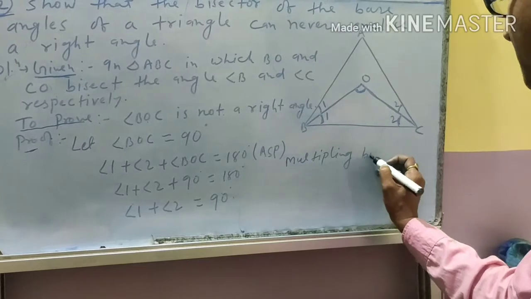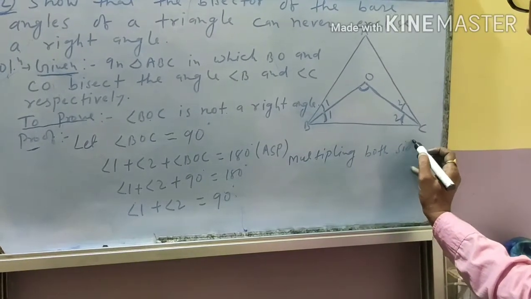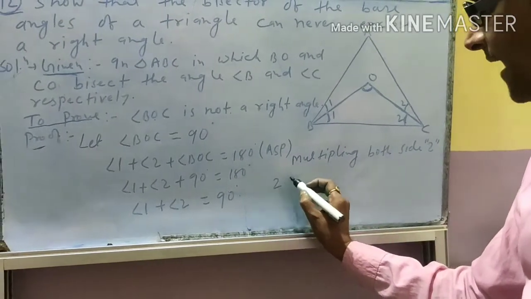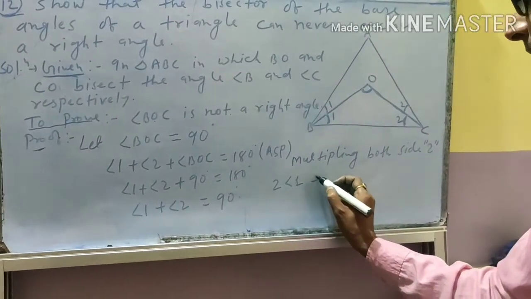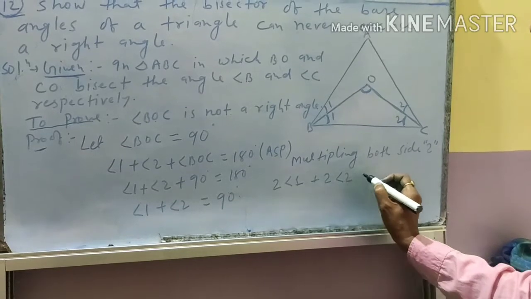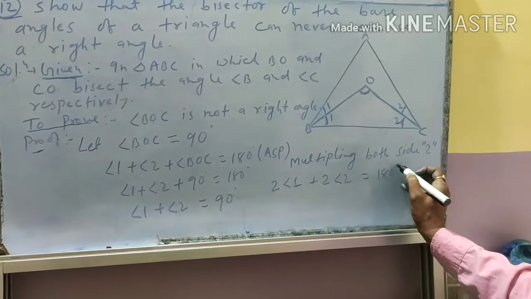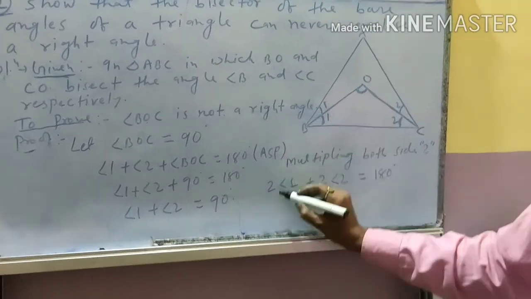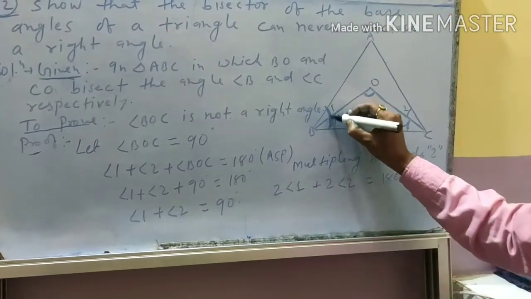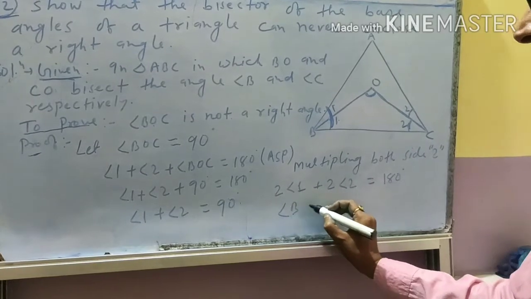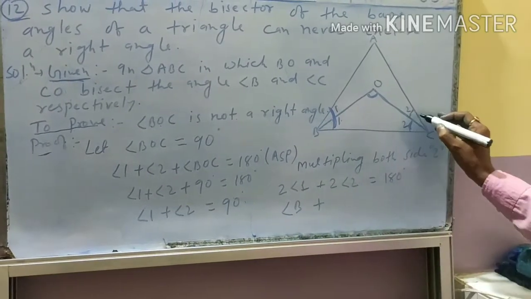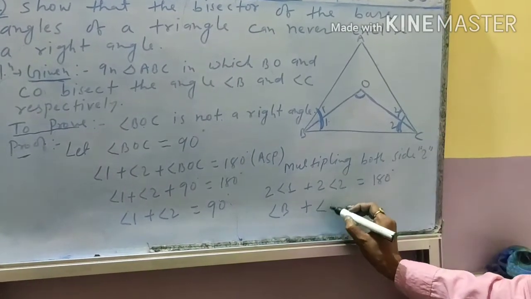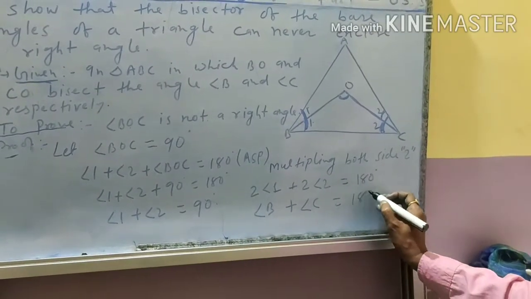Multiplying both sides by 2, we can write 2 times angle 1 plus 2 times angle 2 is equal to 180 degrees. So 2 times angle 1 can be written as complete angle B, and complete angle B plus 2 times angle 2 can be written as complete angle C. So complete angle C is equal to 180 degrees.